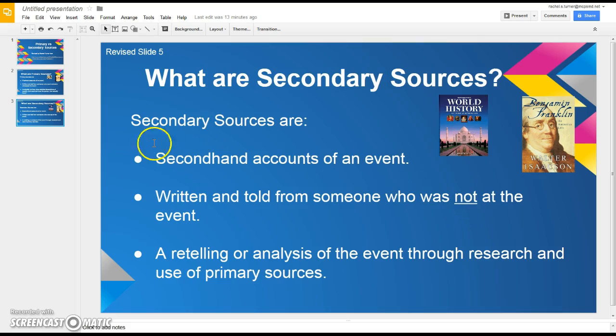I think that was not very clear in the other one. I kind of wanted to underline that to make sure that stood out. And they are a retelling or analysis of the event through research and use of a primary source. And again, adding 2 graphics that do actually connect and relate to the content of secondary sources, able to help show the students the people who wrote these books were not actually there at the event, but these are a retelling and an analysis of what did occur.